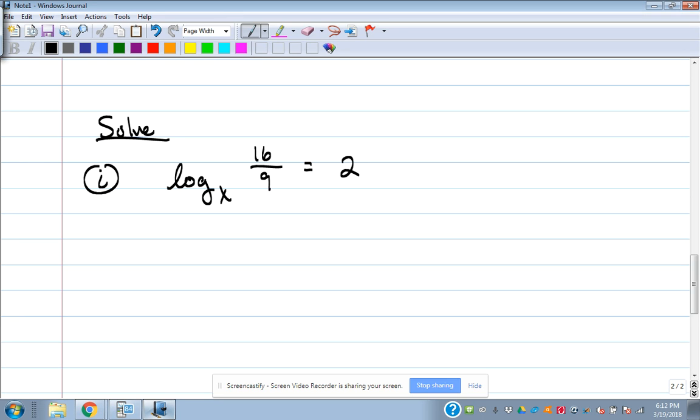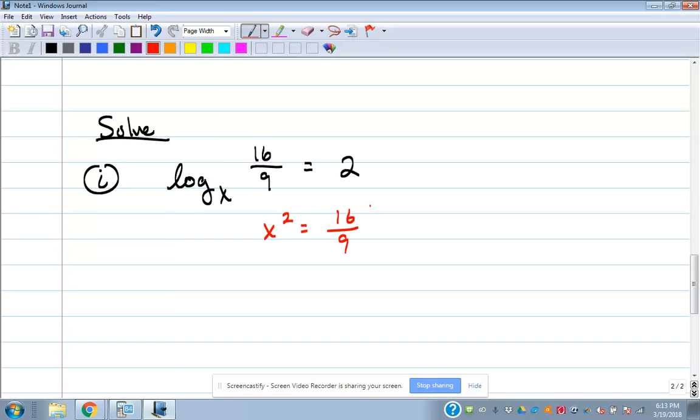Well, not a whole lot we know what to do with when it's in the log part of the world there. So maybe we could rewrite it as an exponential. What would that be as an exponential? X squared is equal to 16 over 9. Perfect. Now, do we know how to solve that kind of problem?